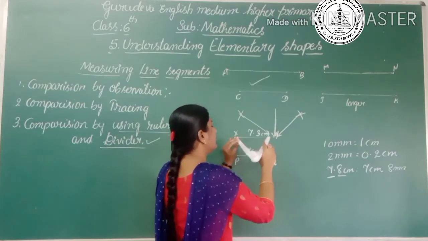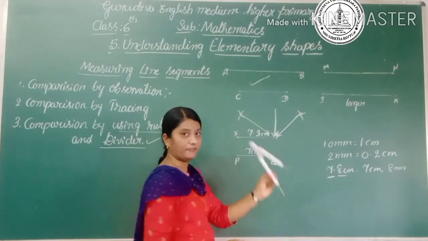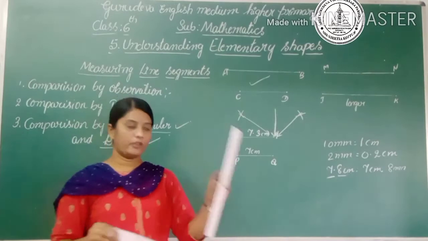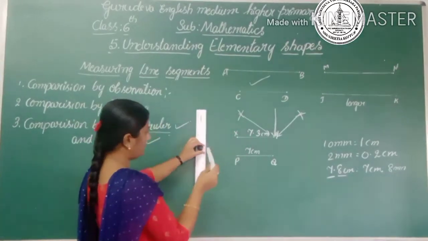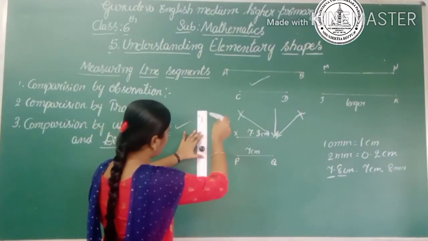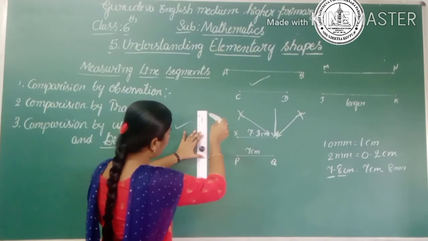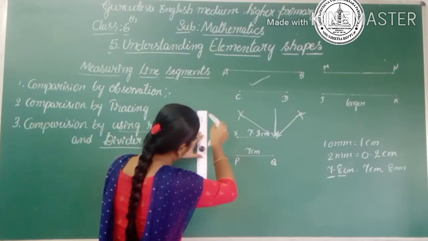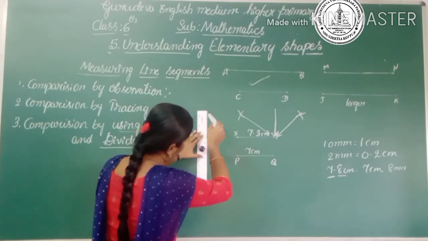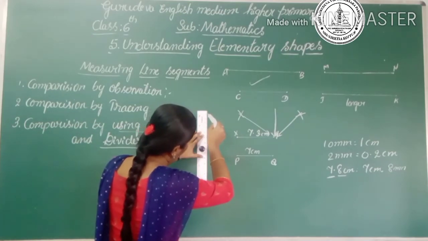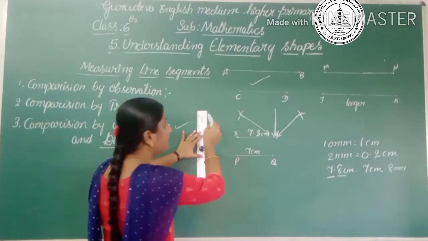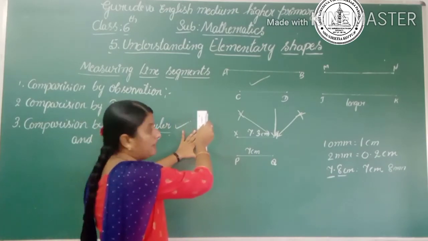Okay. Yes. Then without disturbing the divider, we have to measure here. So here there is a ruler. I will keep the first point at the 0 and the other point of the divider at 7.3. Yes, you can see here the length of the line segment is 7.3. Okay.